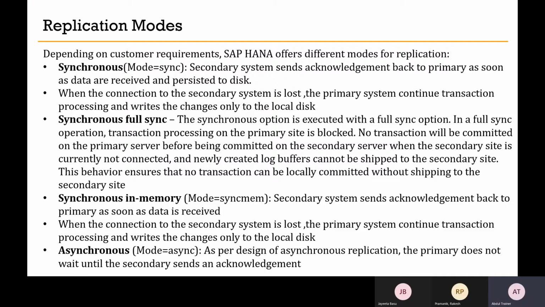if the secondary system is not available, then the primary will stop taking transactions. So the user will not be able to perform any commit transactions. In the primary database, if secondary is not available, then the primary system will block, and transaction processing will stop. No transaction will be committed at the primary database, and the user will face some downtime.